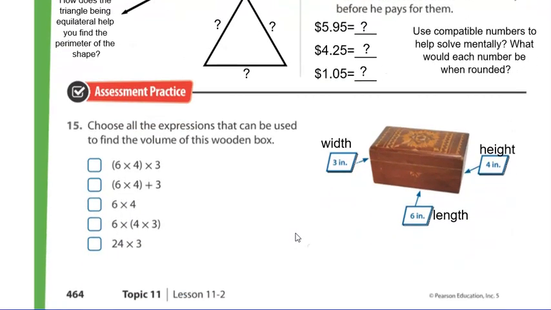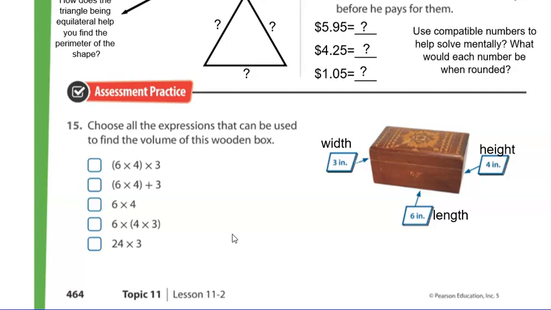On number 15, it says choose all the expressions that can be used to find the volume of this wooden box. Remember, an expression does not have an equal sign, just a side note. We know that expressions are just that order of operations. They don't have an equal sign. So on this one, you can use different formulas. You can either use base times height or length times width times height, but you want to make sure that you are using all of those numbers in order to be able to solve this problem.